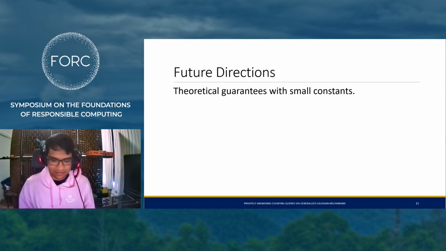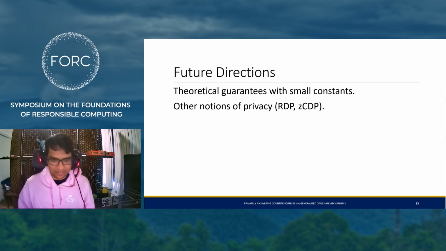Now, of course, in practice, one could always just use an experiment to come up with some pretty good estimate of what the appropriate choice of sigma is, for example. But from the theory perspective, it would also be nice to have strict theoretical guarantees coming with exact constants that are optimized.